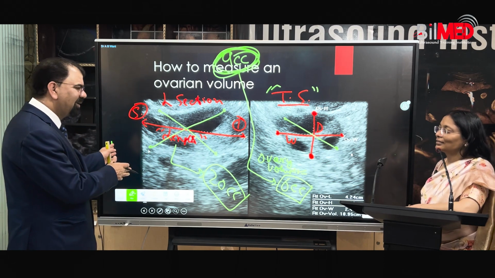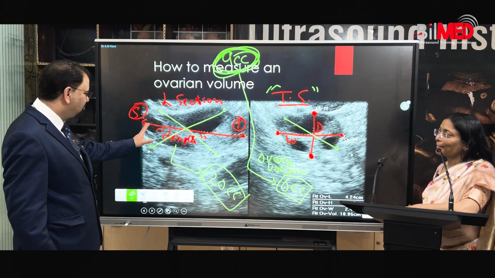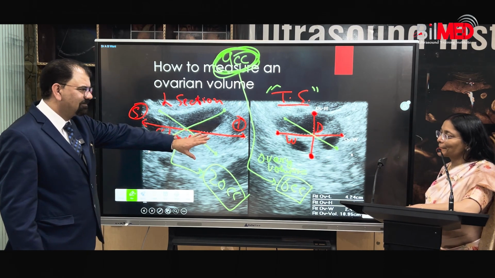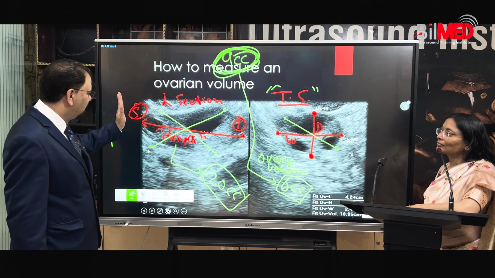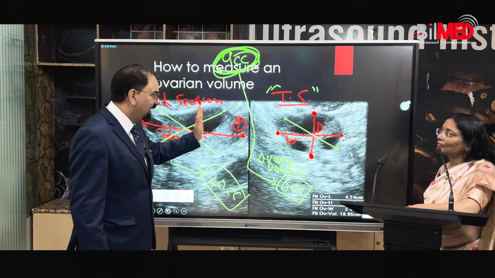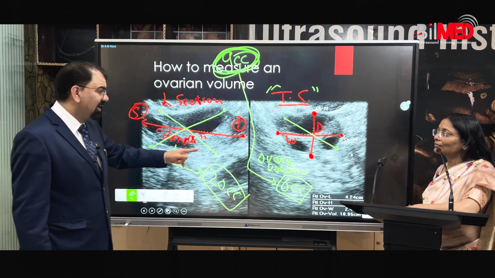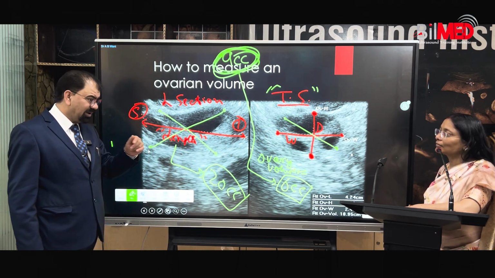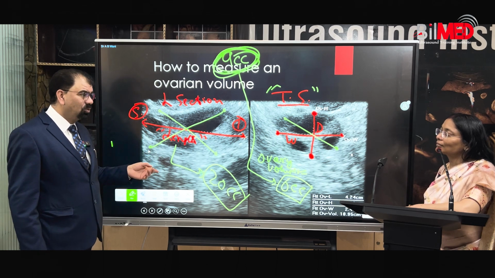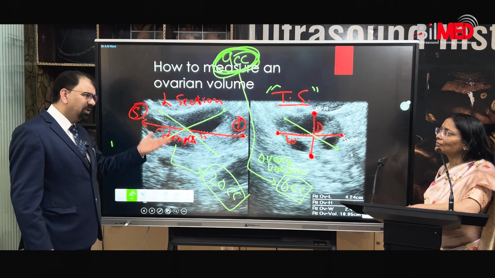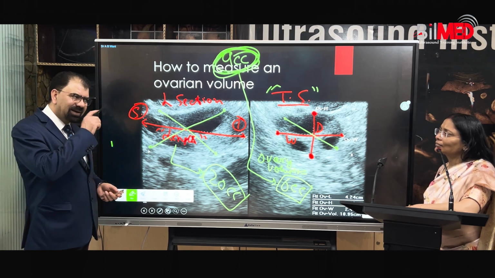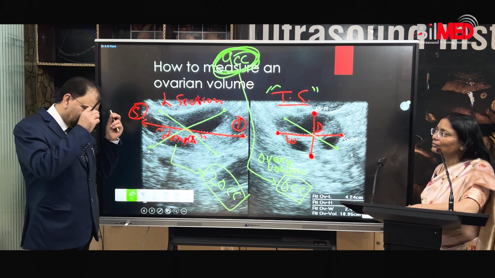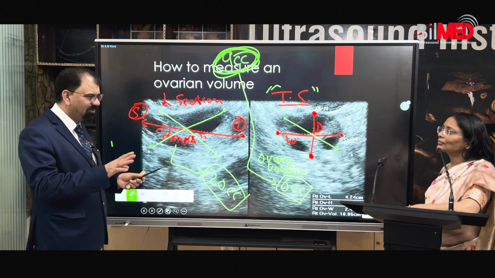So the basic important point is that you must know your screen orientation. Know that I have to keep the longitudinal section here and the transverse section here, and this dual image is not to save your paper but to take the volumes only. This volume can be ovarian volume or any volume. So the machine is born blind. You have to put your brain in the machine, then only the machine will work.